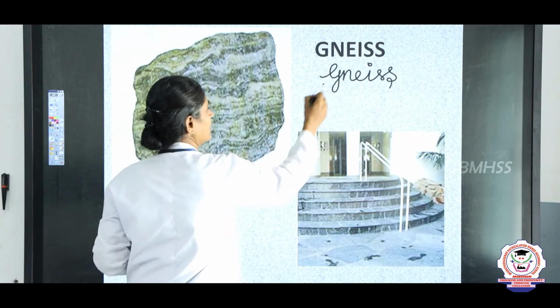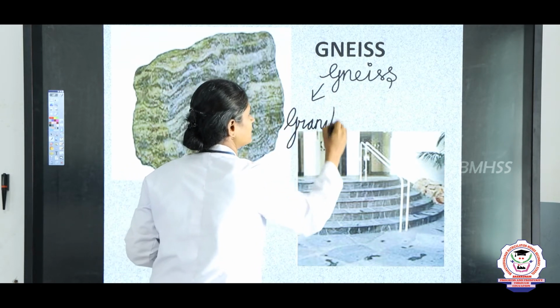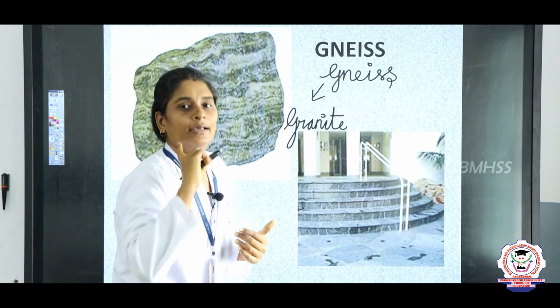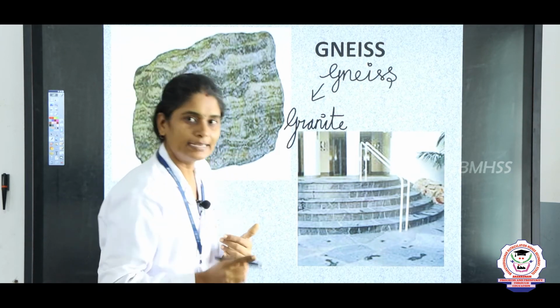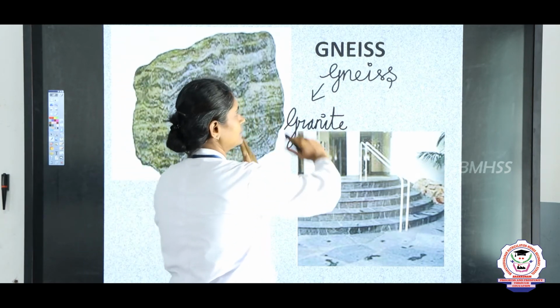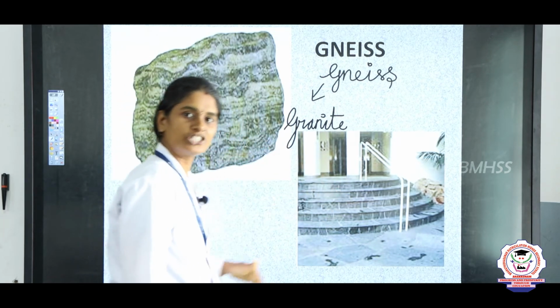Before this, what was it? Granite. So in your first part you have learnt about granite. Granite is, yes, exactly, an igneous rock. So from the igneous rock granite, it is changing into gneiss. So this gneiss is used for construction purposes.